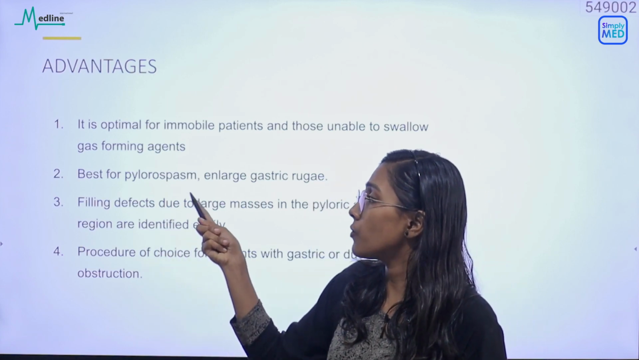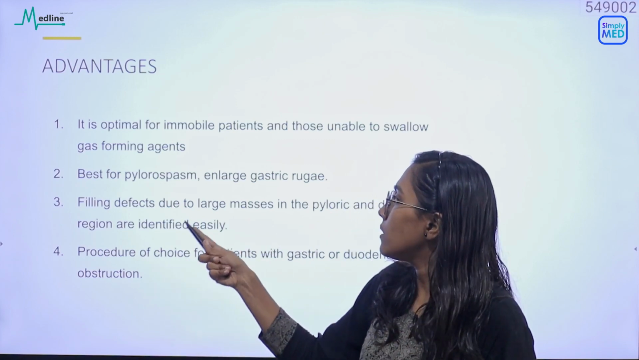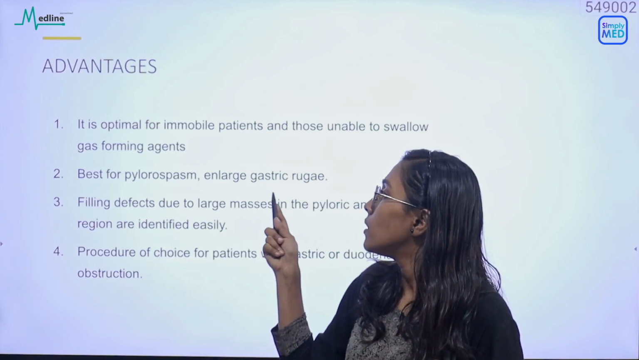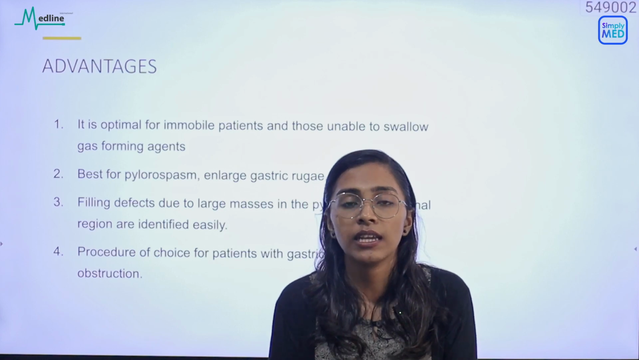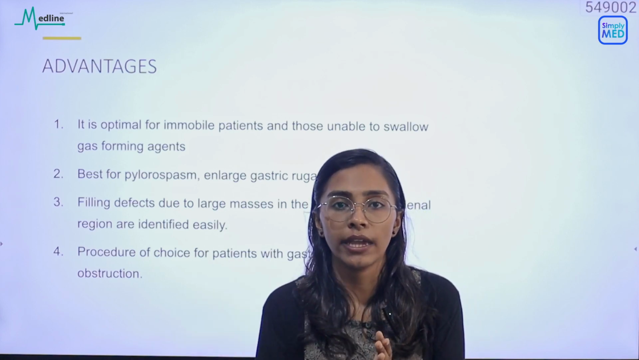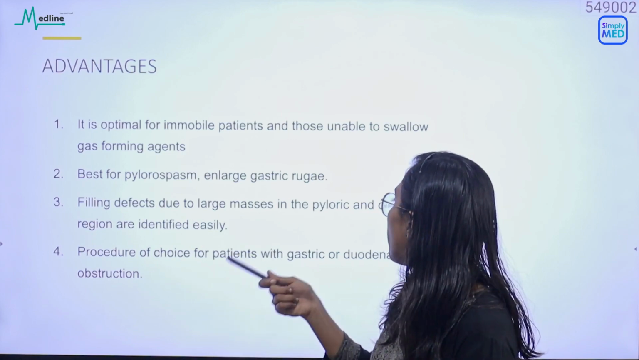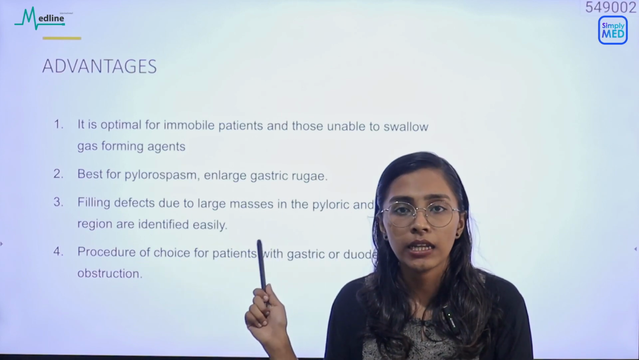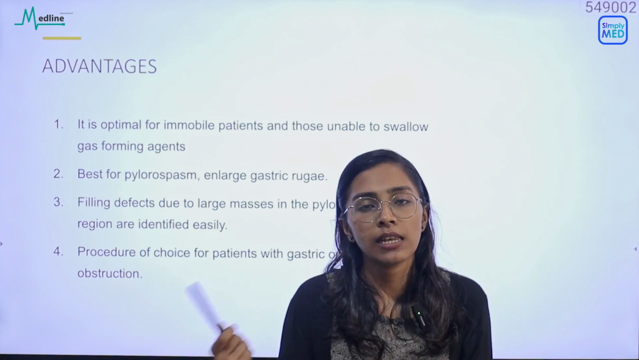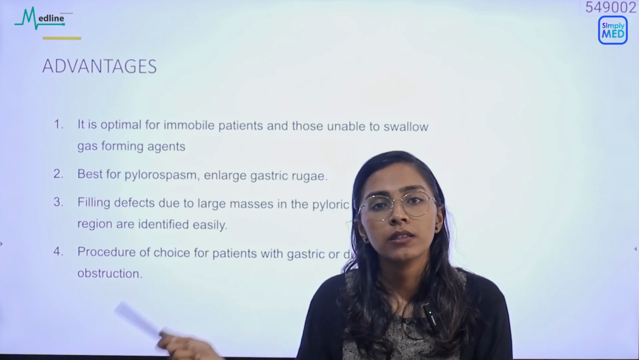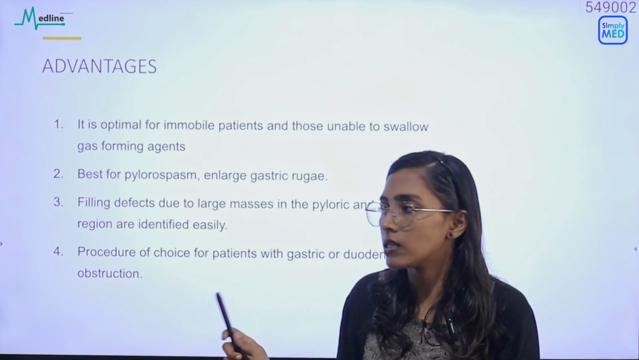Then this is best for visualizing pylorospasm, that is a spasm of the pylorus, and this is also best for seeing the enlarged gastric rugae. Okay, then filling defects due to large masses in the pyloric and duodenal regions are identified easily. So there are filling defects due to the masses. These can be easily identified with the help of single contrast studies, those filling defects which are seen in the pyloric and duodenal region.